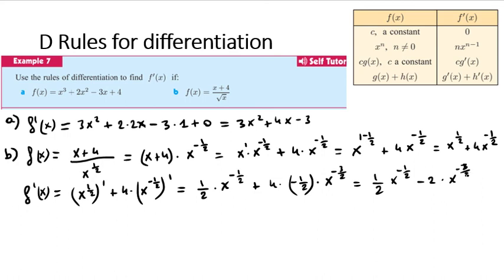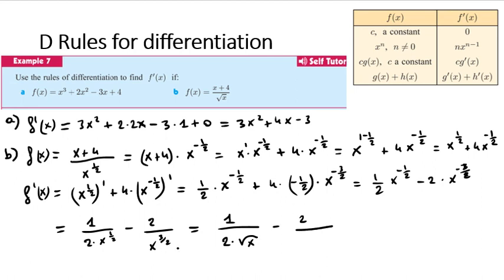You can keep it in this form, or you can write it a bit more properly. So that is equal to, you can move this to the denominator, then you get 1 over 2 times x to the power of 1 over 2. You do the same for the second term. So minus 2 over x to the power of 3 over 2, and that is equal to 1 over 2 times x to the power of 1 over 2, which is the square root of x, minus 2 over x to the power of 3 over 2, which is the square root of x to the power of 3. Okay.